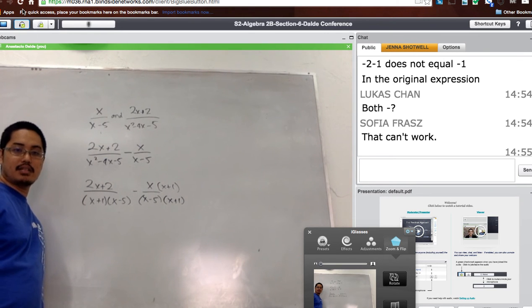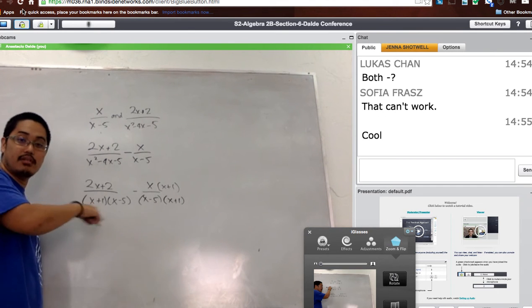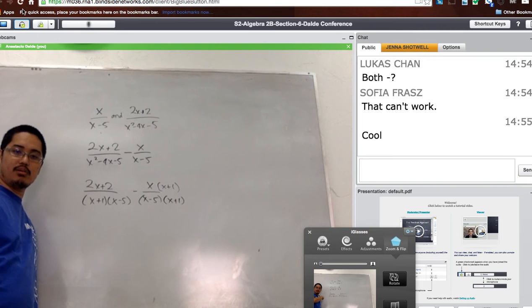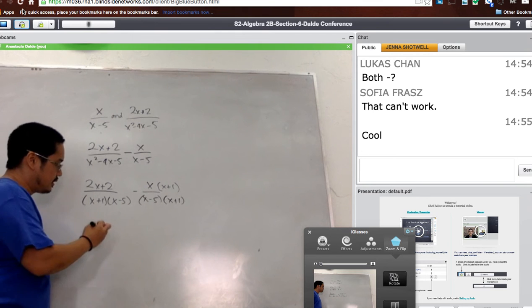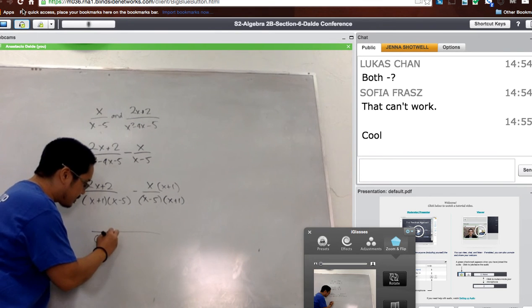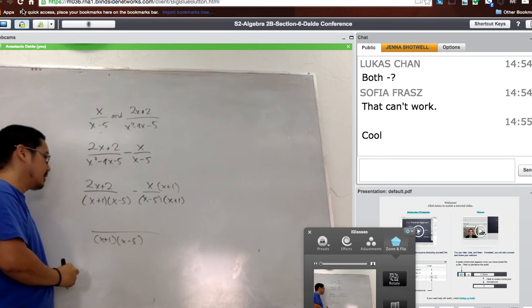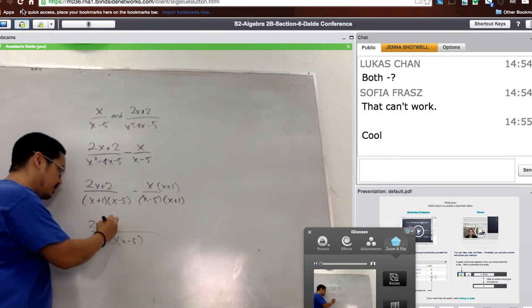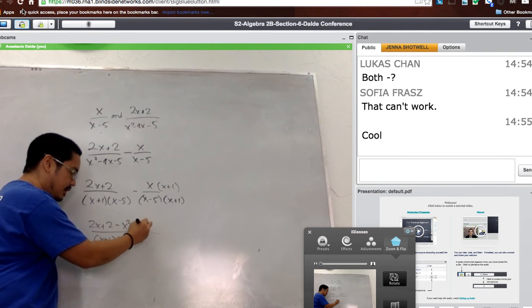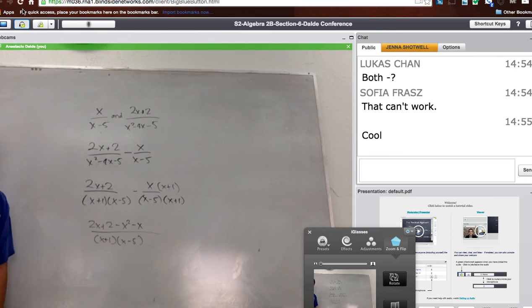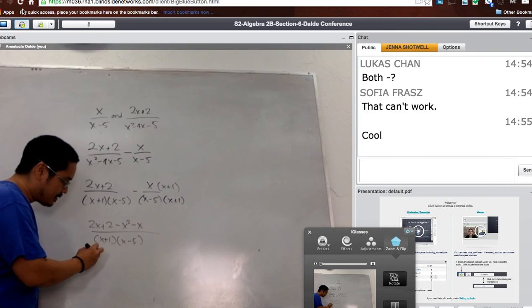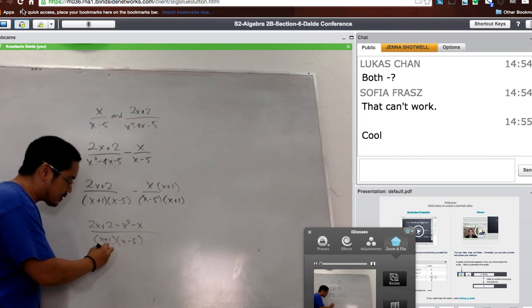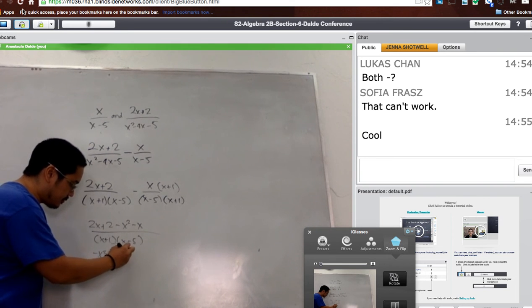I'll be honest with you, I could have done this by just going through and changing negatives here and there, but I might as well just erase the whole board and resolve the problem for you. It gets you really good at this stuff. Now I have a common denominator of x plus 1 times x minus 5. On top, I have a 2x plus 2 minus x squared minus x. I was thinking about making that a plus x and see if you guys would catch the mistake, but I told you I wouldn't screw with you. So this is negative x squared plus x plus 2.